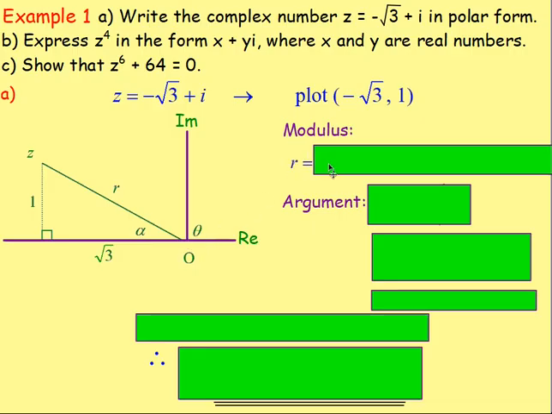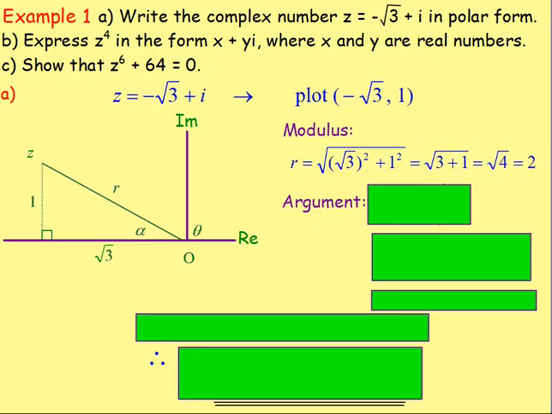So here we would say that r would equal the square root of root 3 squared plus 1 squared. Work that out, and it's the square root of 3 add 1, which is the square root of 4, which gives you 2. That would be the length of that line.